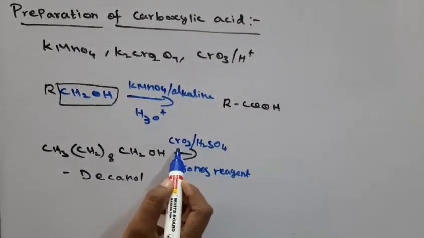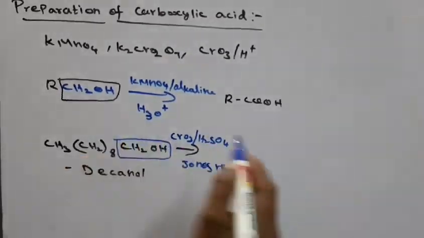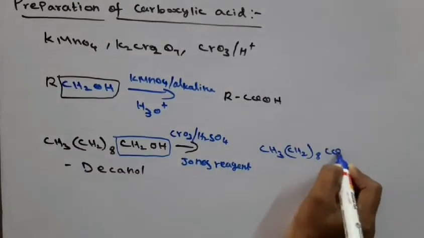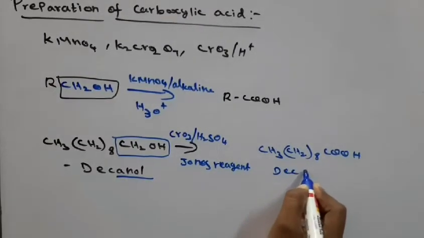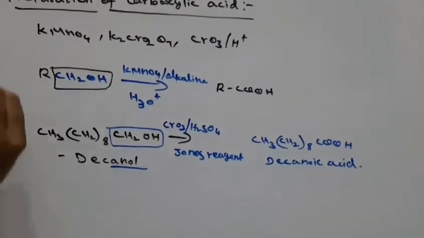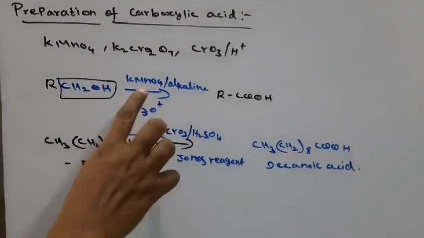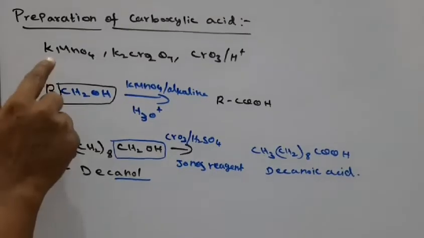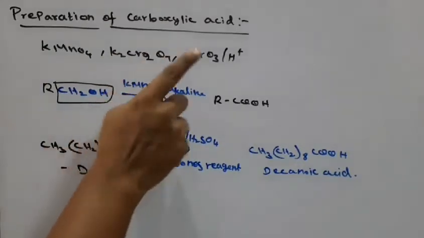Jones reagent is CrO3 with acidic medium. The whole alcohol group gets converted to produce acid, CH3 CH2 8 times COOH. So this is decanoic acid. This is the preparation of carboxylic acid from alcohol. Primary alcohol with an oxidizing agent produces acid. So it is easy. You have to memorize the strong oxidizing agents: KMnO4, K2Cr2O7 and CrO3.